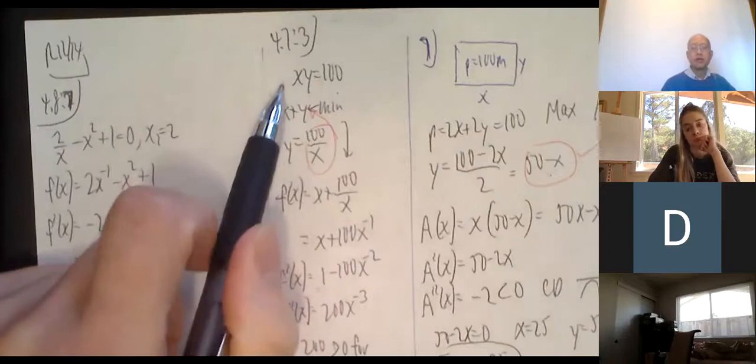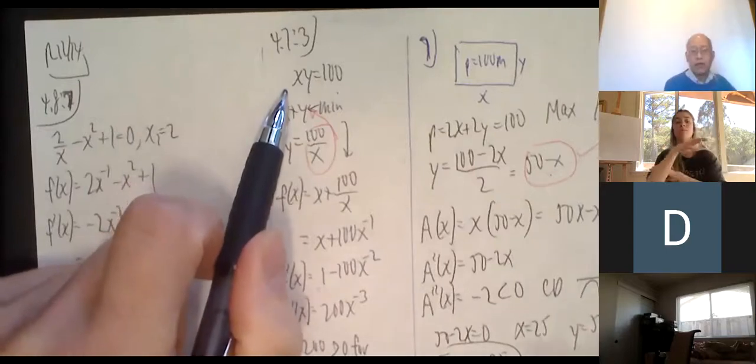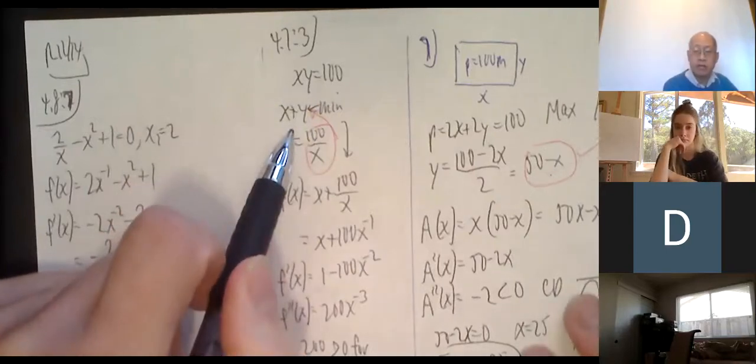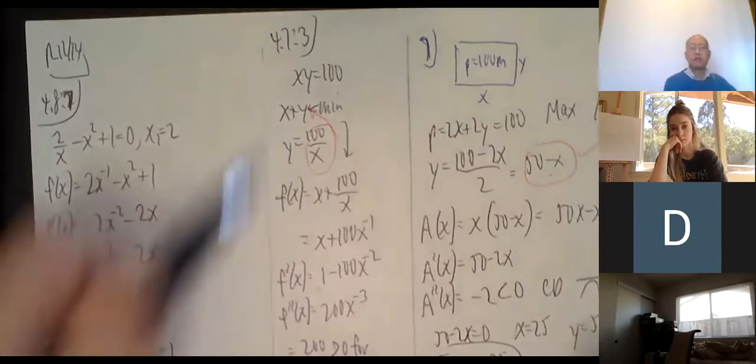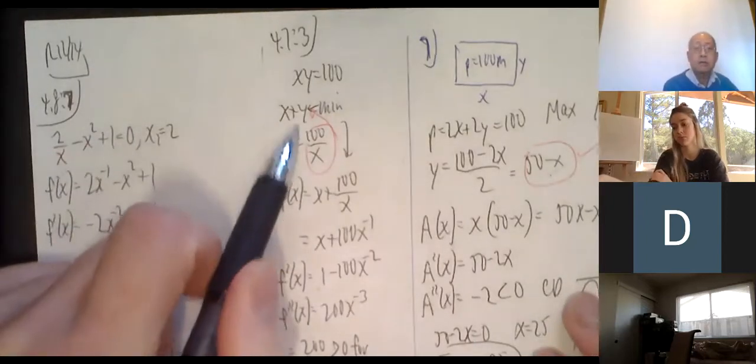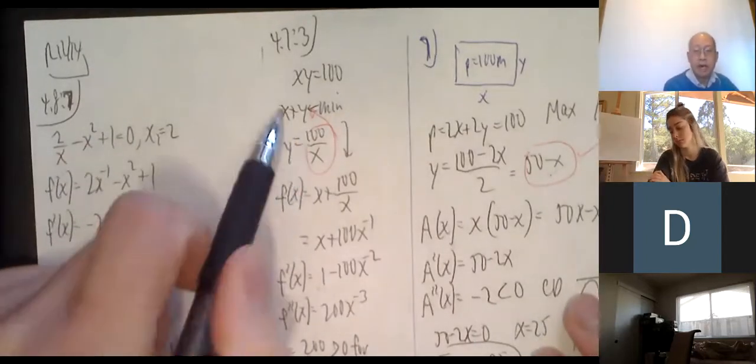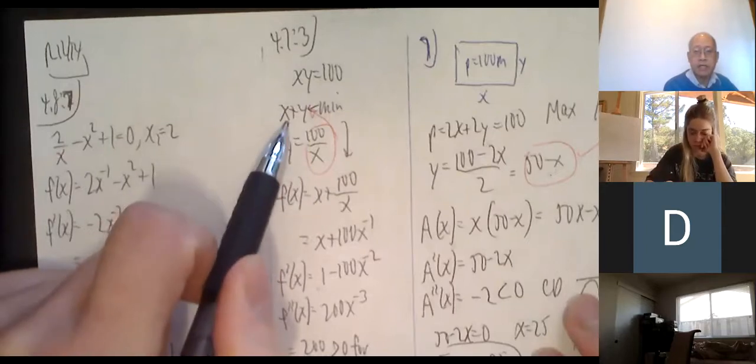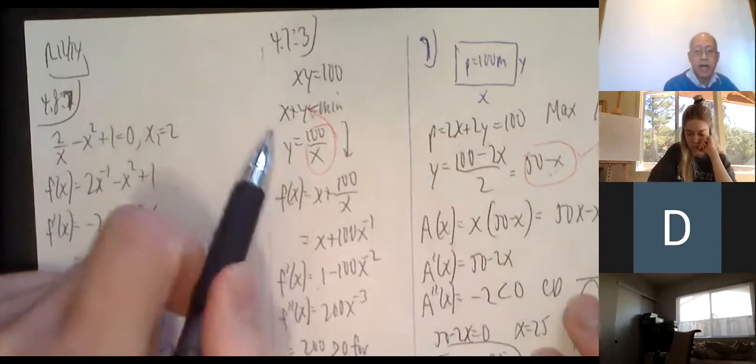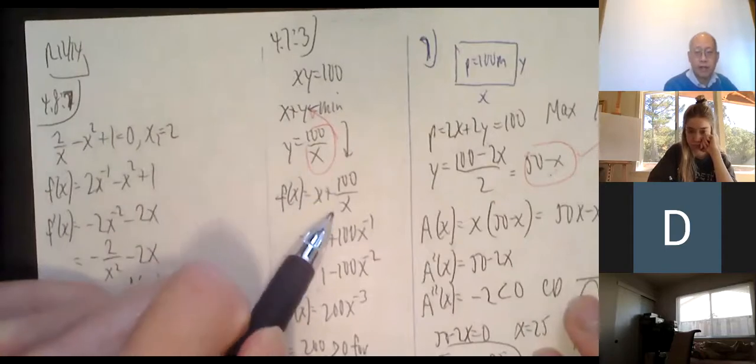So one more time, for these expressions, you'll quite often have two variables. Before I take derivatives and such, I want to just get it down to a single variable. So y equals 100 over x. Now I rewrite the thing that I'm trying to minimize, x plus y, as x plus 100 over x. And there it is.